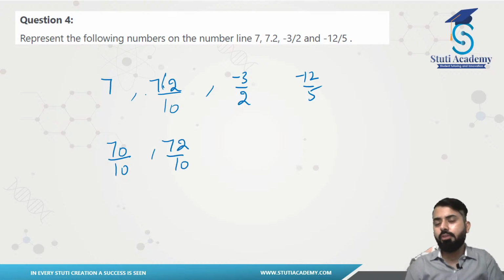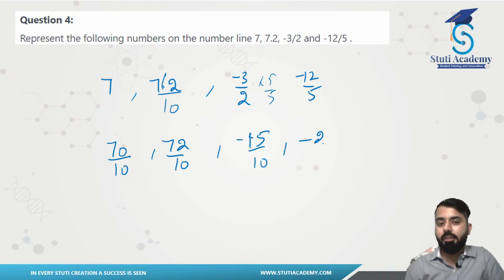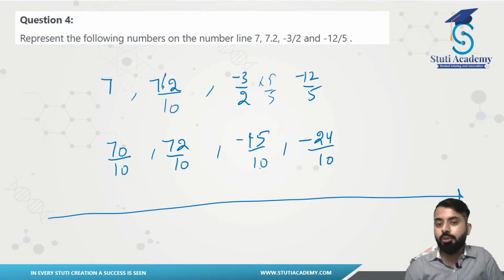This will be, if you guys want to solve this one, you can solve this. This will be what? Minus, if I multiply this with 5 and divide this with 5, this will be minus 15 by 10. And this will be what? Minus 24 by 10. So now you have to draw a number line. You have to assume an interval of 10 like this: 1, 2, 3, 4, 5, 6, 7, 8, 9, 10. This will be a 1, 11, 12, 13, 14, 15, 16, 17, 18, 19, 20. This will be a 2, and so on. These are your negatives because we are going on the left hand side.